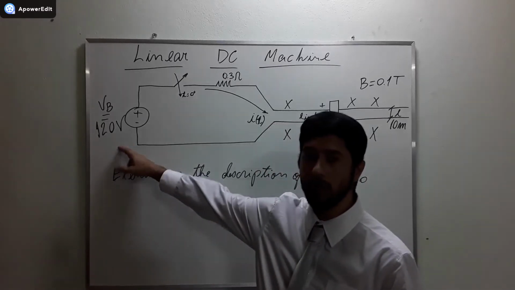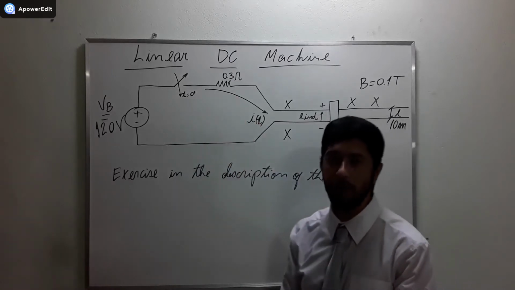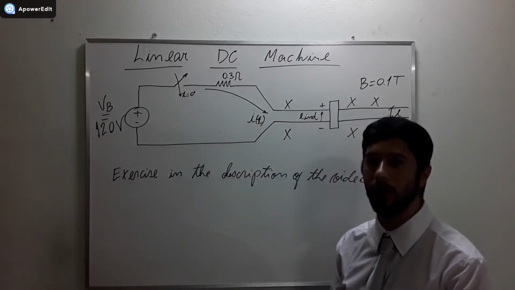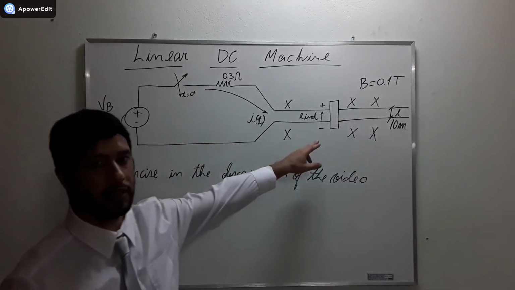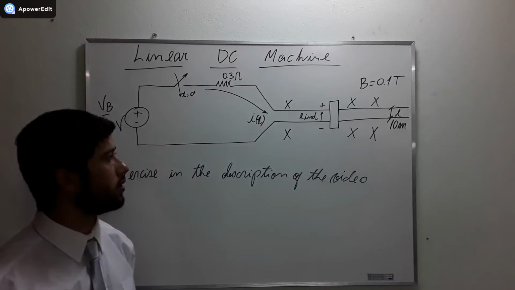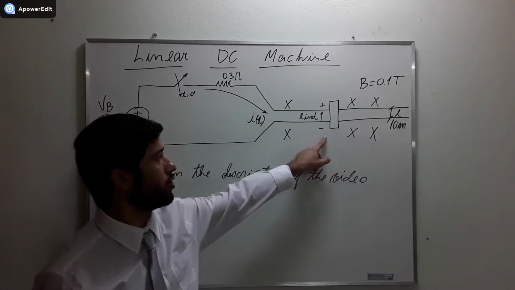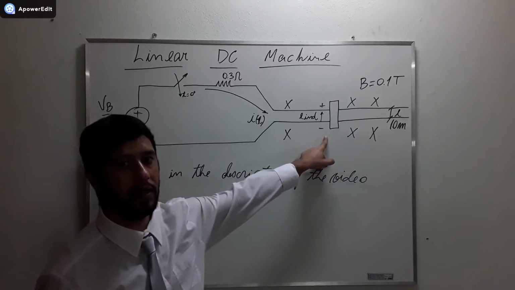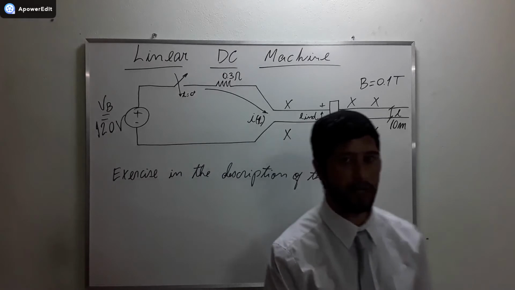Here the voltage of the battery is 120 volts. The resistance of the path is 0.3 ohms. The machine is in a region where the magnetic flux density is 0.1 Tesla. And the separation of the rails in which the moving bar is going to slide is 10 meters. Knowing that, let's solve the exercise.